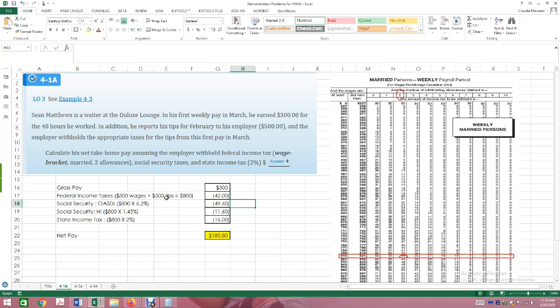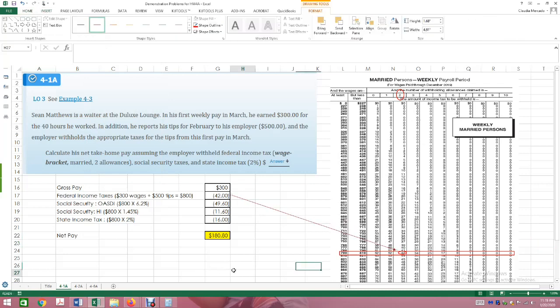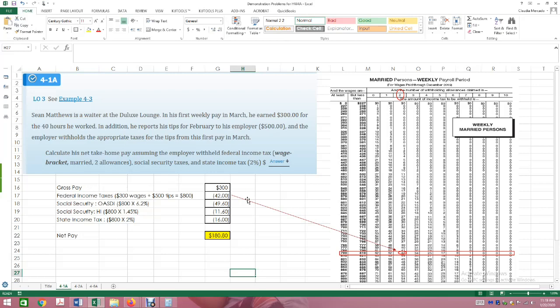In this case, we're looking at $800 of wages, $500 from tips, $300 from actual weekly wages. So that falls between, and it moved on me. It's $42 right there. Okay, so make sure that you identify the $800 mark. It's between $7.99 and $8.10. To allowances, that gives you the $42 right there. Let me put a little arrow. This is coming from right there. So that's the first takeaway.